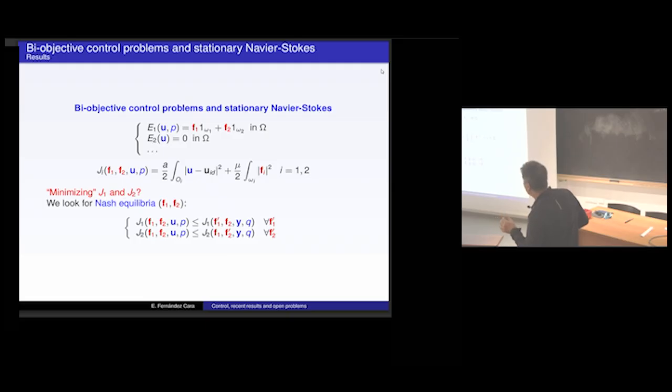A Nash equilibrium is a couple F1, F2, such that we have two properties concerning each of the components. The first property is that J1 attains a minimum with respect to F1, and the second property is that J2 attains its minimum at F1, F2 with respect to F2. So at F1, F2, the value of J1 cannot be worse than the value at another F1 prime, and at the same time, a similar property holds for J2. We cannot have a worse value for J2 if we take another second component.